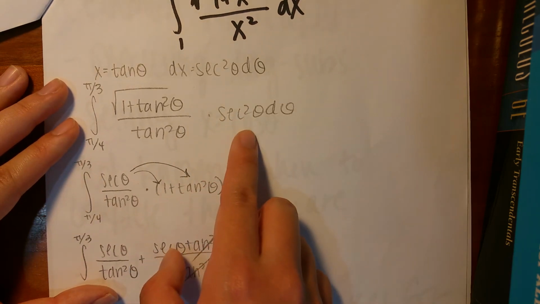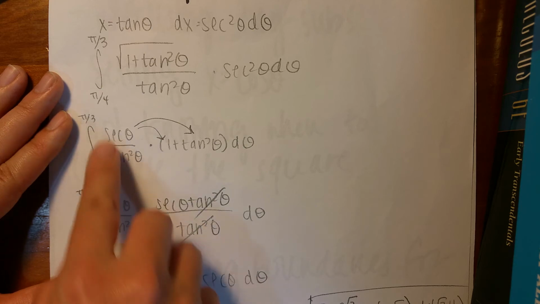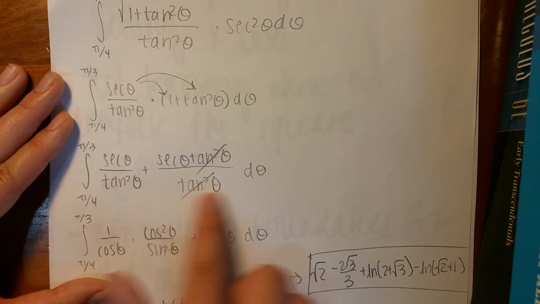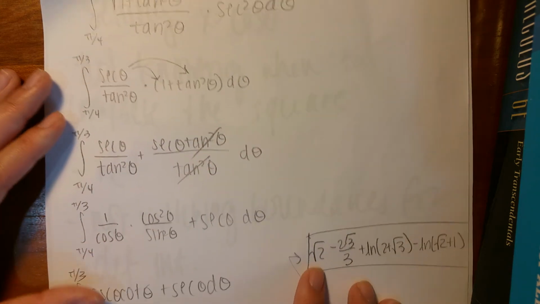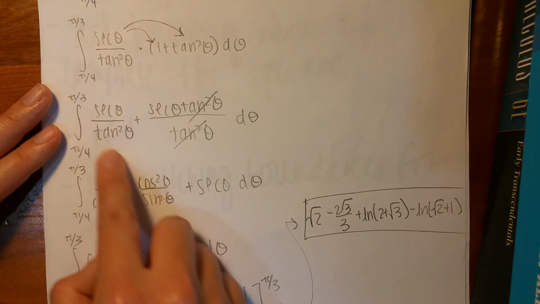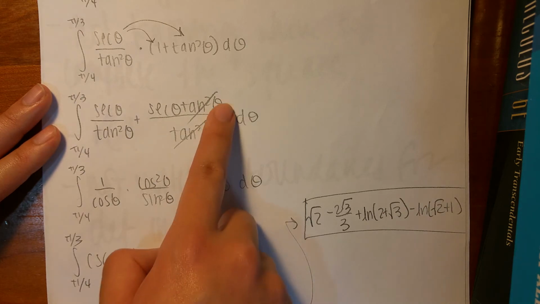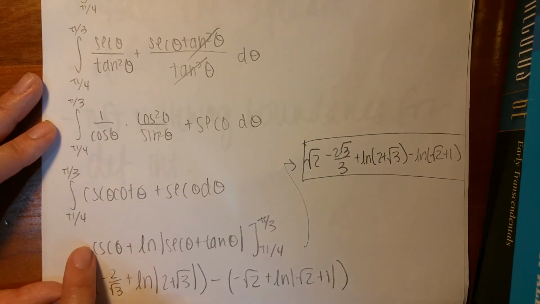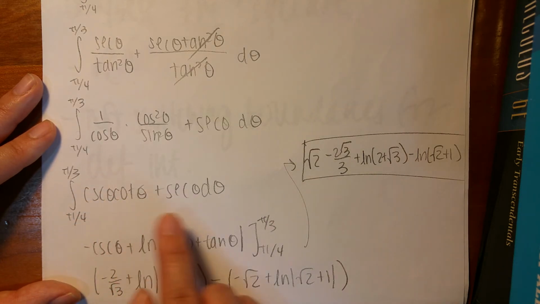So we know that secant squared theta will equal 1 plus tangent squared theta. Then we distribute the secant theta to each of these values. And then we end up with this right here. We can cross out our tangent thetas. And then we can rewrite this expression right here to have it be like this, plus secant theta after crossing out the tangents. And then we simplify a bit further. We get the integral from pi over 4 to pi over 3 of cosecant theta cotangent theta plus secant theta d theta.